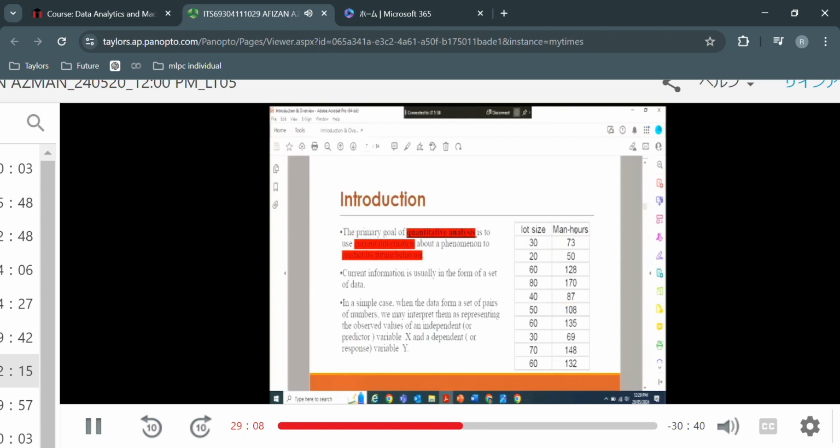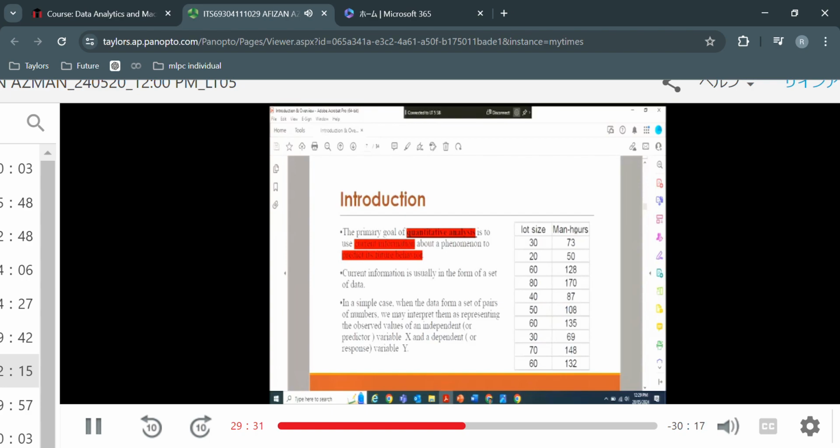So in this case, yes, I agree. The lot size and man hours. Man hours depends on the lot size. So the lot size will be your x and your man hours will be your y, because the bigger the lot size, the more man hours you will require. That's a good and acceptable justification. Is it vice versa? Can it be the opposite? I don't know, you think about it.